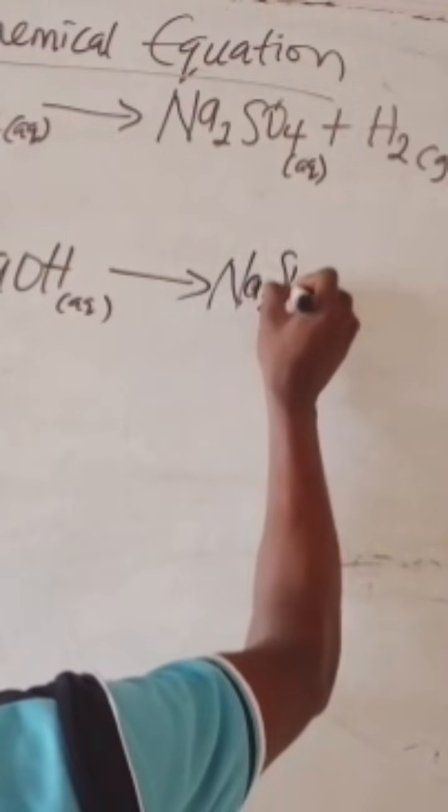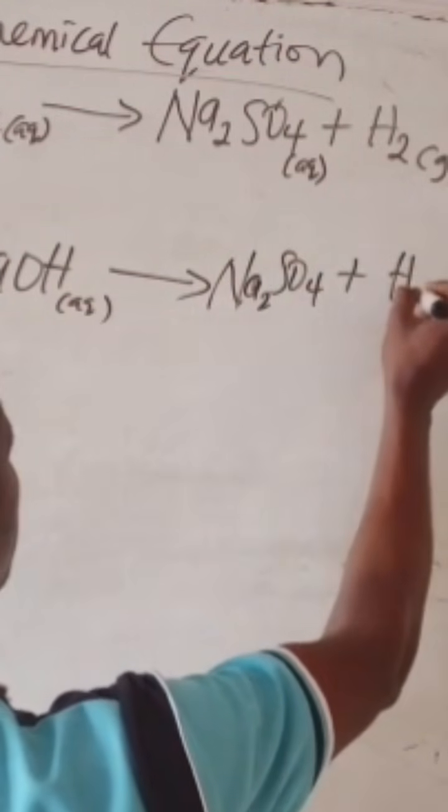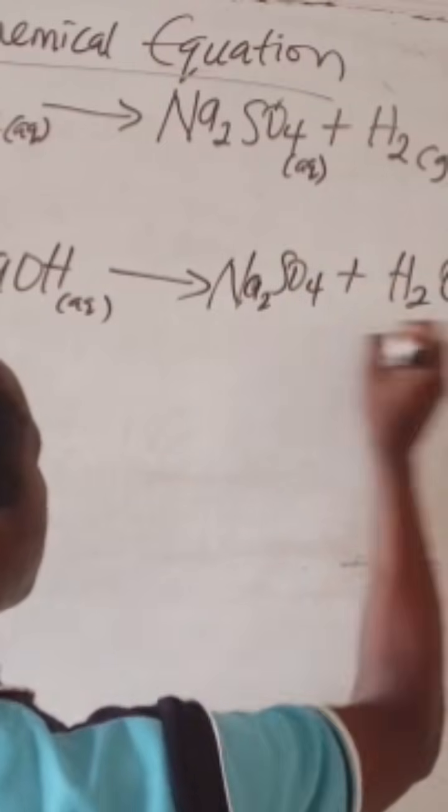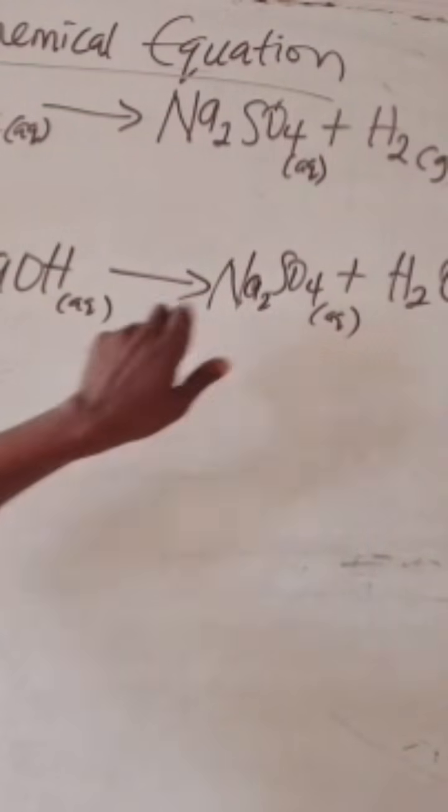And this will give us Na2SO4 plus H2O. This is an acid and base reaction. Now, if you look at this particular equation also, in this case, there are 2 sodium here. There is 1 sodium here, 2 sodium here. How do we balance this equation? So we have to look at it. There's only 2 sodium, but you only have 1.